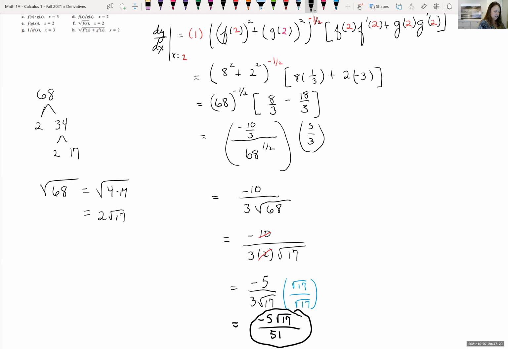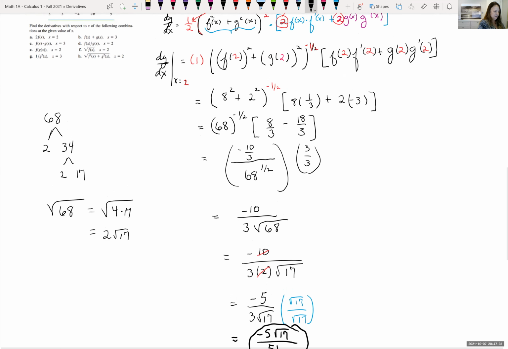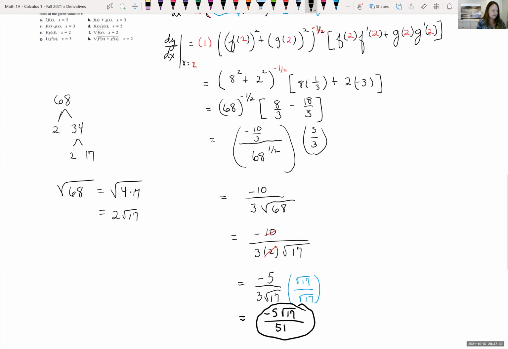Okay. So we're given the table, we were using the table to find the derivative.